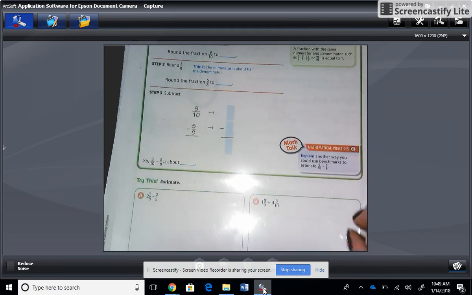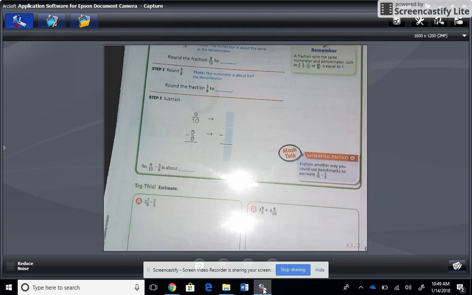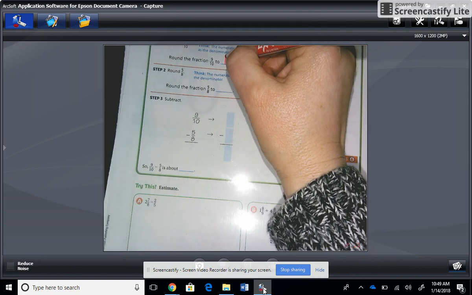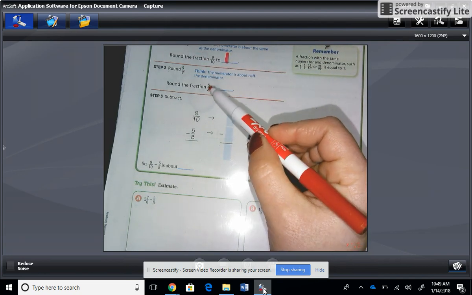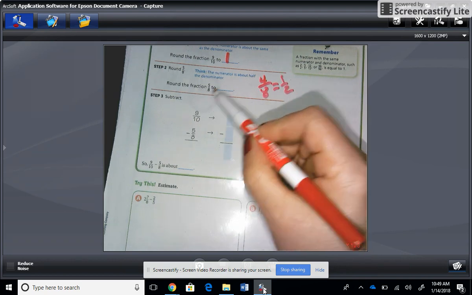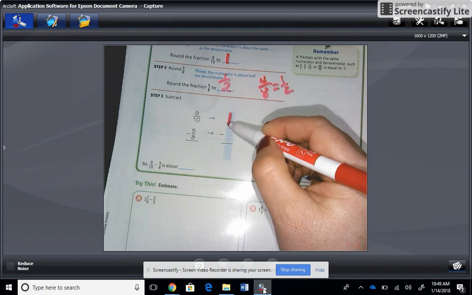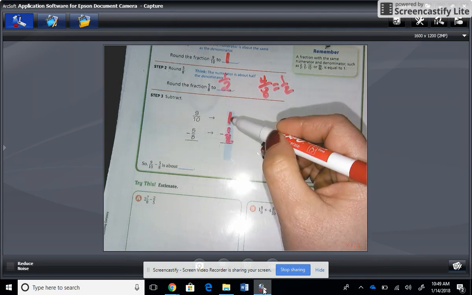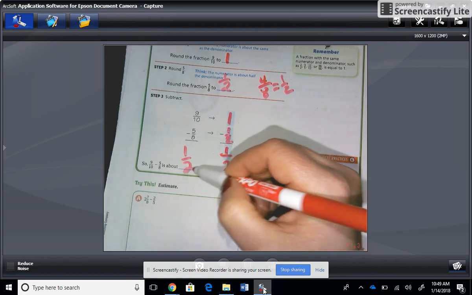So let's look here. I'm going to round 9/10 to, well, 10/10 is a whole. So 9/10 is closer to 1 whole. 5/8, if I look at 5/8, 4/8 we know equals a half. So 5/8 is close to 1/2. So now we have 1 minus 1/2. Well, if I have a whole and I take away a half, I have a half left. So it's about a half.